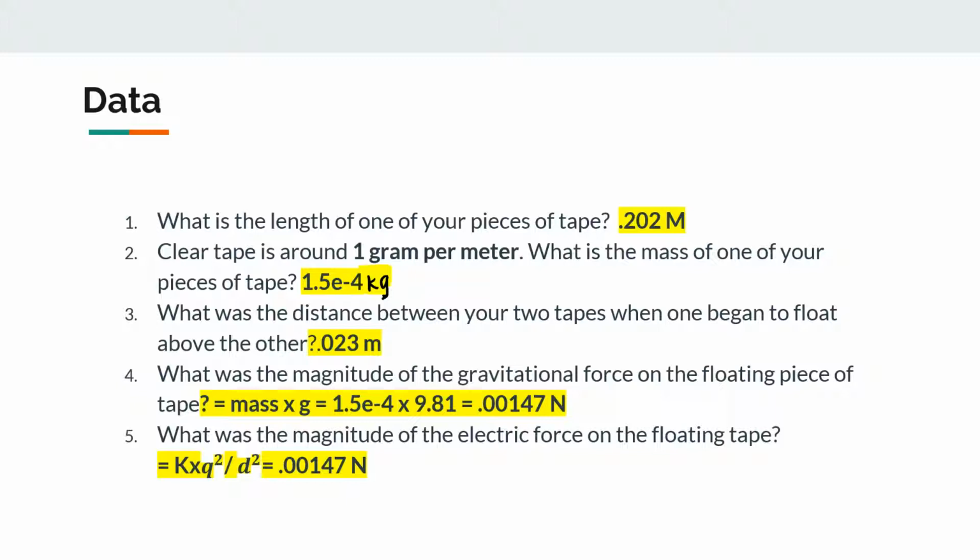The magnitude of the gravitational force can be calculated by the mass times g, which is 9.81. So that was multiplied by 1.5 times 10 to the negative 4th, which gave us an answer of 0.00147 newtons. The magnitude of the electric force can be calculated by k, which is 9 times 10 to the 9th, times Q, which is charge, over distance squared, which is the same as the gravitational force, which is 0.00147 newtons.